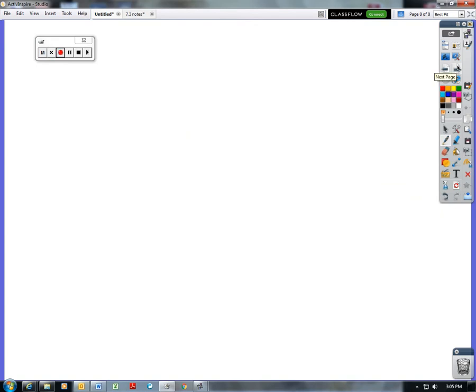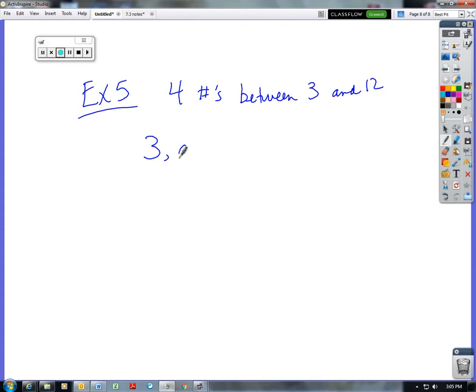Example 5. Insert 4 numbers between 3 and 12 so that all 6 numbers are in arithmetic sequence. Let's see. So again, you know what I did? I always want to make sure I don't make any stupid mistakes. So I did 3, and then I kind of just made up a, b, c, d, and then 12.